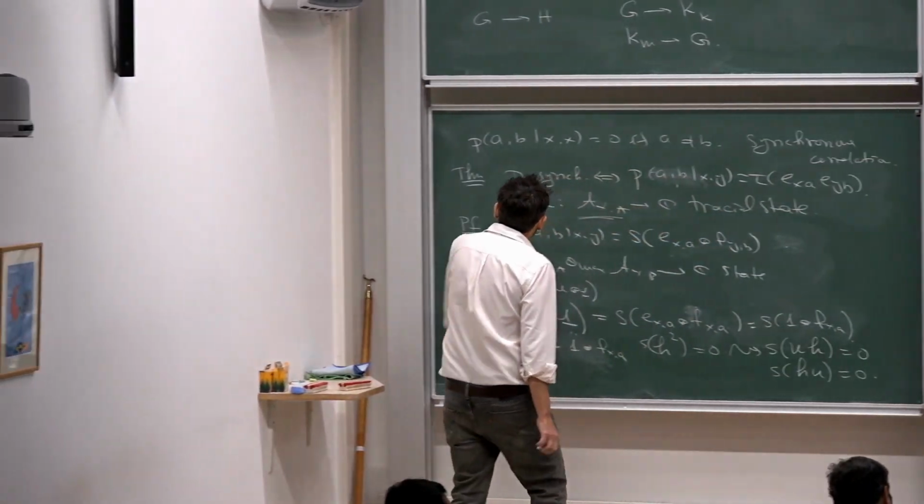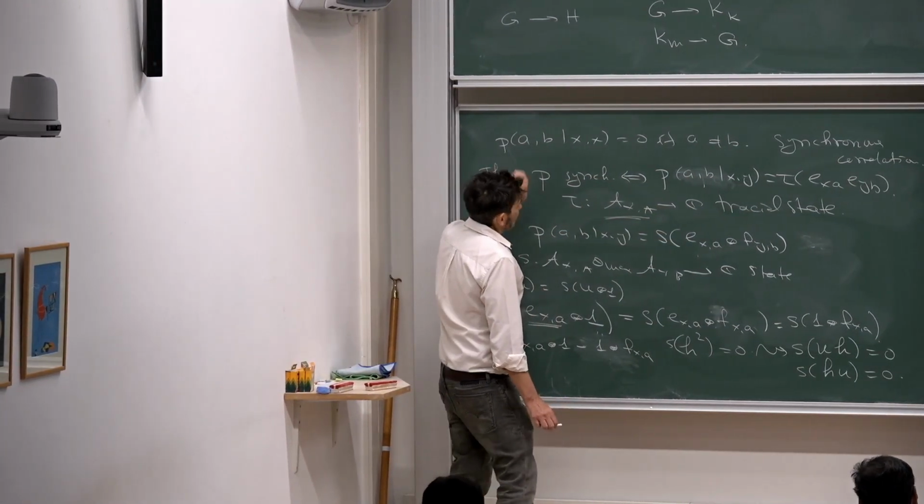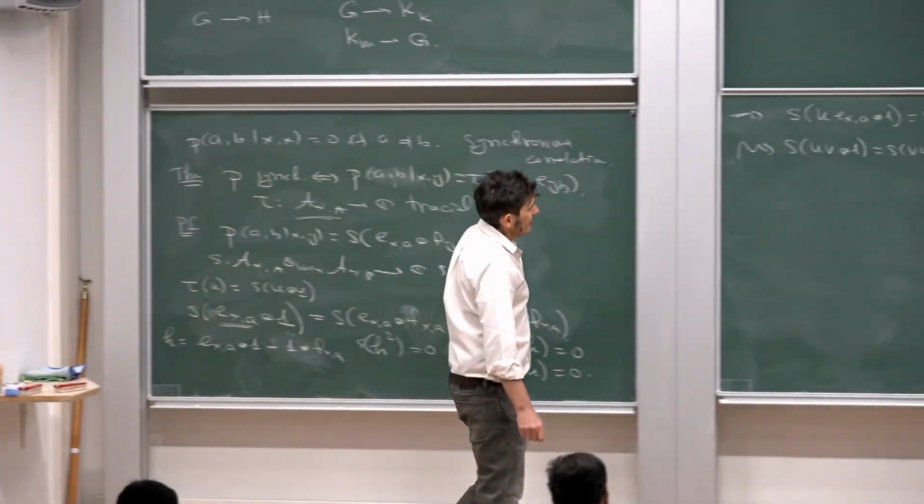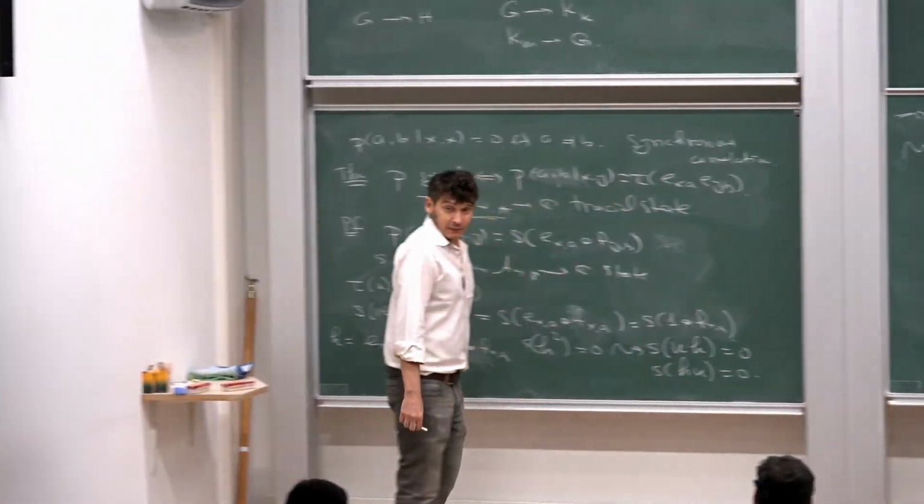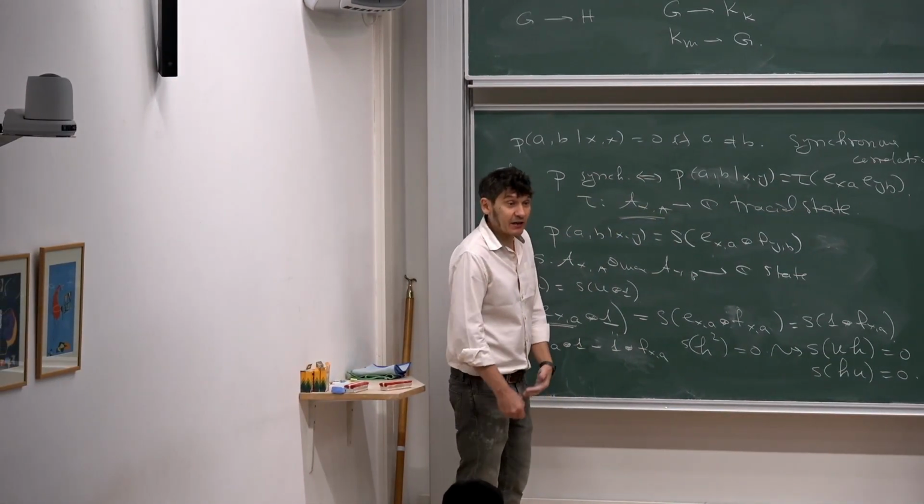So the QA correlations of synchronous type are also characterized, of course, by some traces. The corresponding traces that arise are amenable traces.